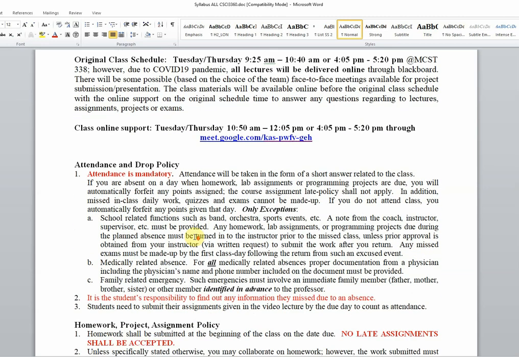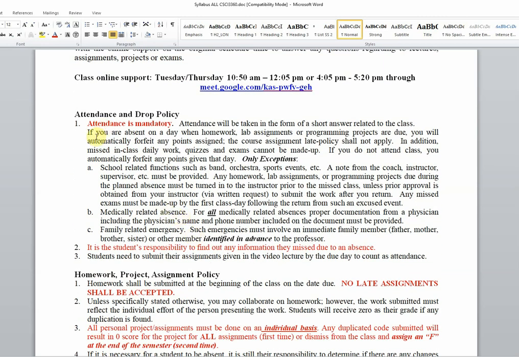Here are some policies I have regarding attendance. Attendance is mandatory. Like I said, the only way I can account for attendance in online courses is your assignments. So please don't email me asking if you can submit all your assignments at the end of the week or the end of a month. Don't do that. I'm going to give you some designated time. There's a deadline for that, so submit before the deadline.